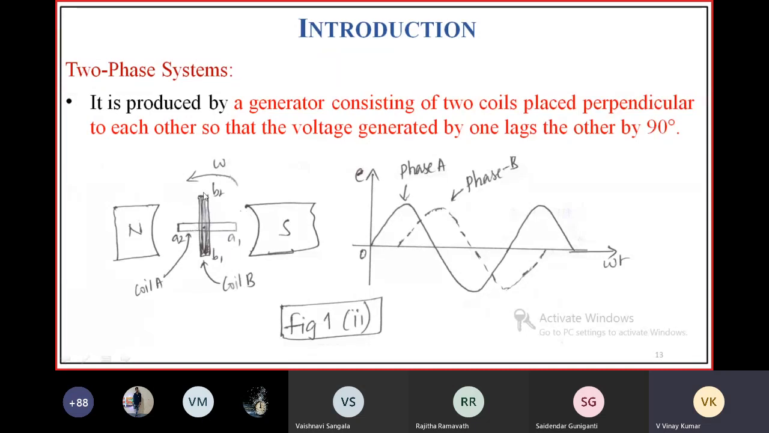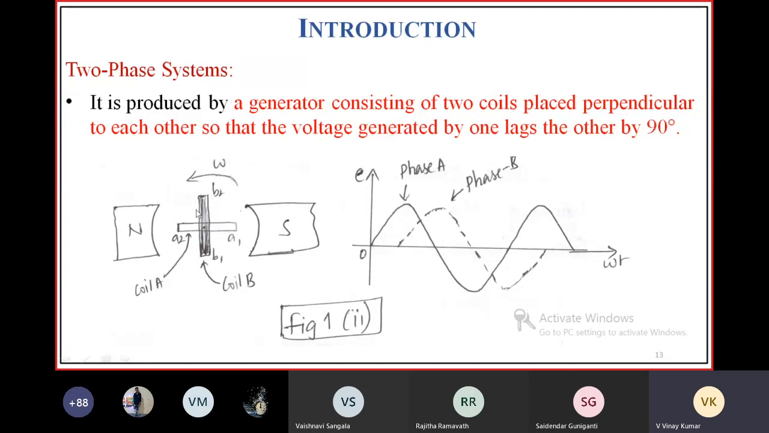This is coil 1, whereas this is coil 2. If coil 1 is placed like this, then we have to place coil 2 like this. The phase angle between these two should be 90 degrees.